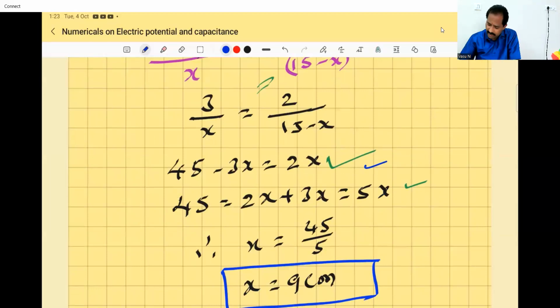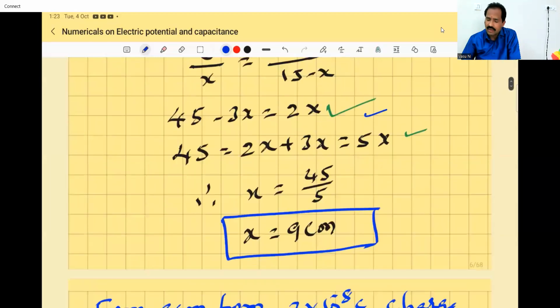Now tell me what is 45 by 5? 9 centimeter. Is it centimeter? You should write down the unit. Which unit it is? Centimeter. Because we are taking the units in centimeters.